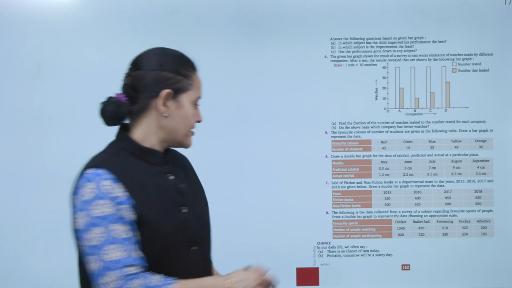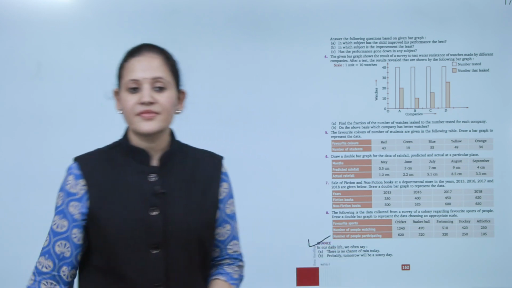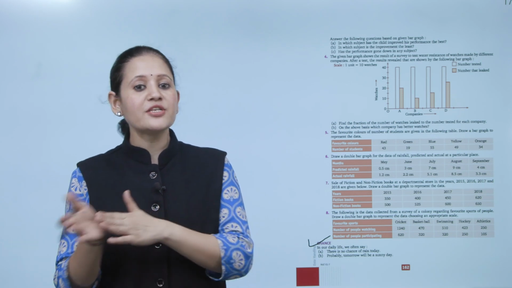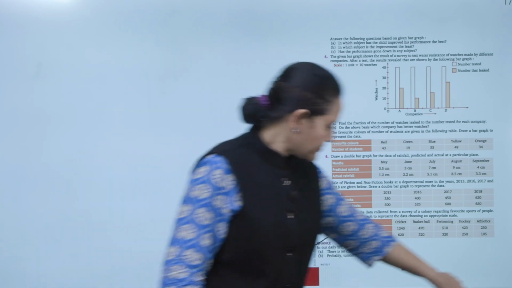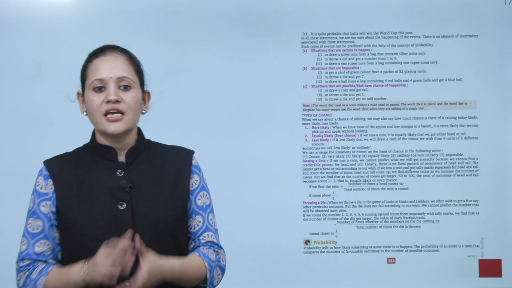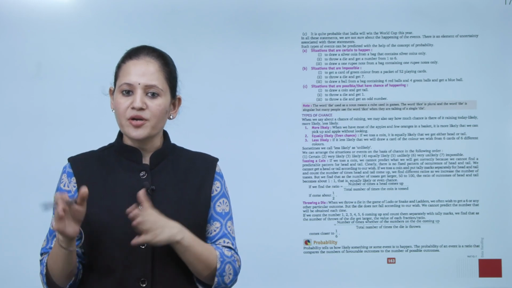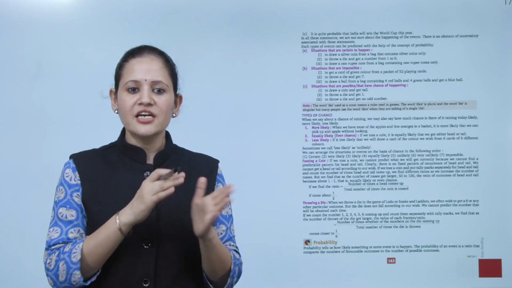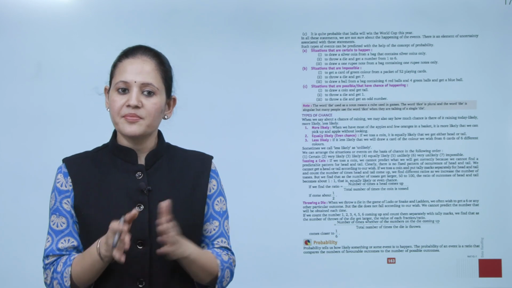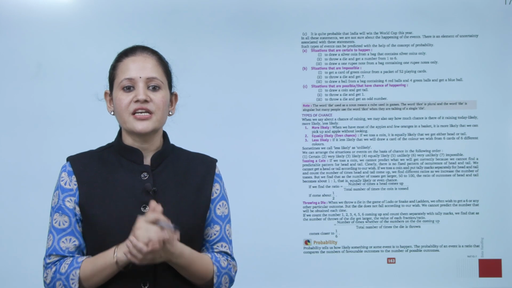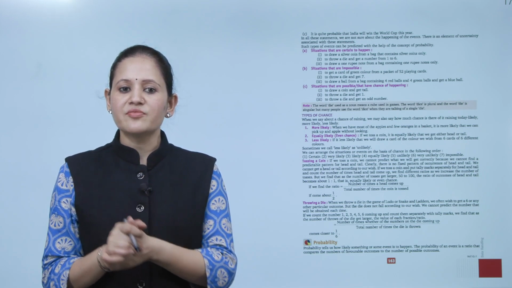Next is chances. In our daily life, we often say, there is no chance of rain today. Probably tomorrow will be a sunny day. It is quite probable that India will win the World Cup this year. In all these statements, we are not sure about the happening of the event. There is an element of uncertainty associated with these statements because it is not sure, maybe it can happen and maybe not. Such types of events can be predicted with the help of the concept of probability.